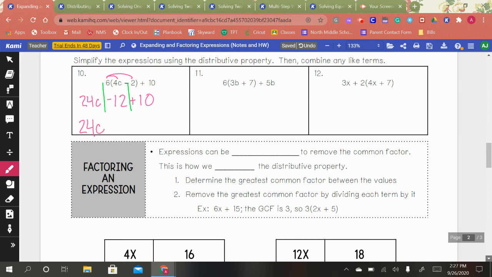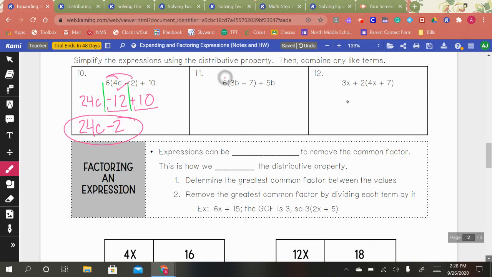24c is the only one with a variable, so it's going to stay by itself. I have negative 12 and positive 10. They have opposite signs, so I know when I combine them, I need to be subtracting. So 12 minus 10 is 2. And then I'm going to look to the number of the greater absolute value. It's negative, so my 2 is negative. I distributed and then combined like terms.